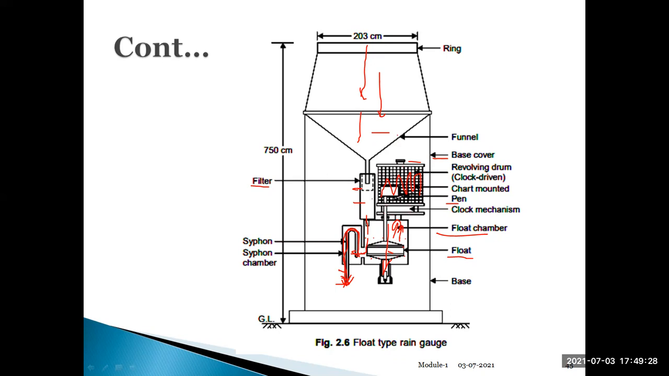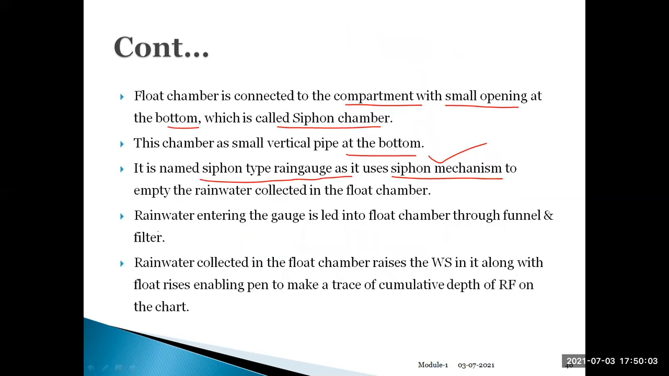Again, as the rainfall gets collected, it will pass through the funnel and filter, and get collected in the float chamber. Once again, the process repeats. Once the float chamber gets filled up, it will go to the siphon chamber, and the siphon will automatically empty the water. As the float is connected to the chart and the clock driven drum, it will record the data. So that is called the siphon mechanism. That is how the rainfall is recorded.